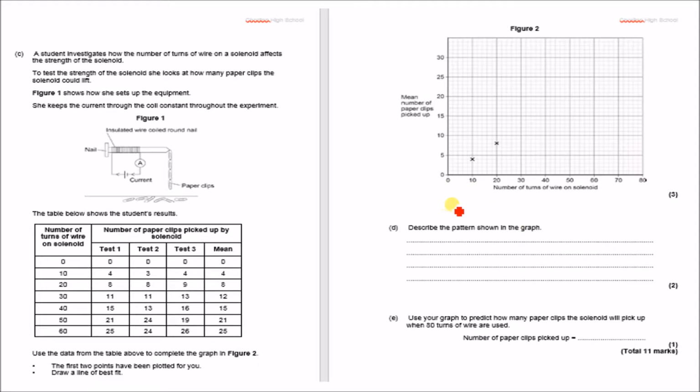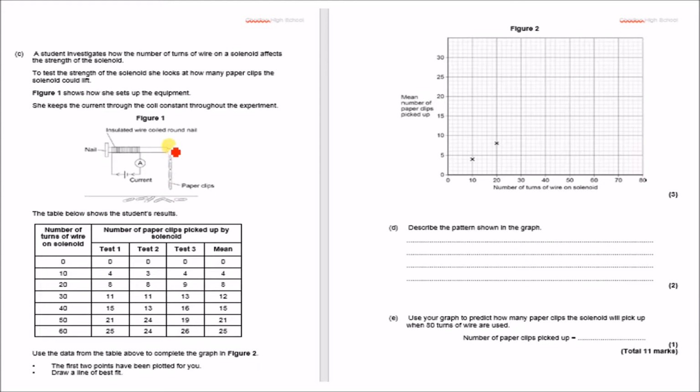Right, so this is about the investigation, and it says a student investigates how the number of turns of a wire on a solenoid affects the strength of the solenoid. To test the strength of the solenoid, she looks at how many paper clips it could lift. So the paper clips are going to be made of something like iron, and because this is a magnetic material, when you turn the electromagnet on, it will attract to the paper clips.